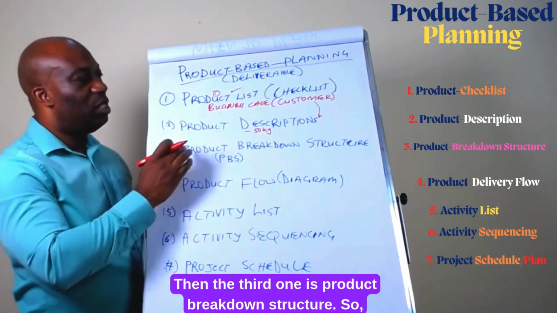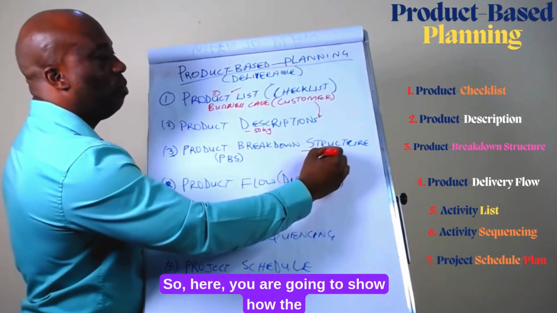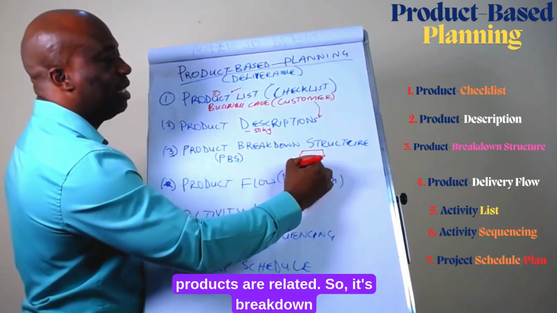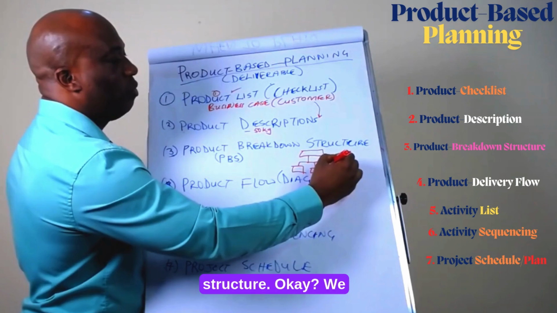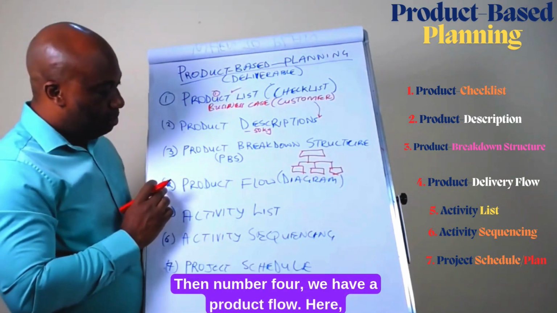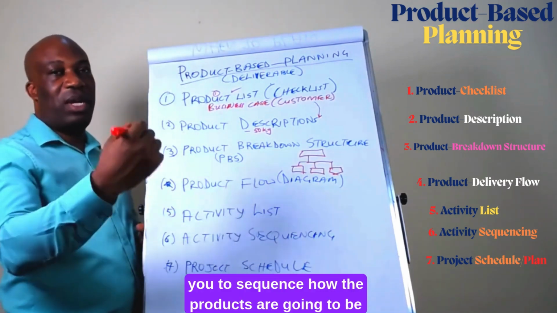Then the third one is product breakdown structure. So here, we are going to show how the products are related. So it's a breakdown structure. Then number 4, we have a product flow. Here you are going to sequence how the products are going to be produced.